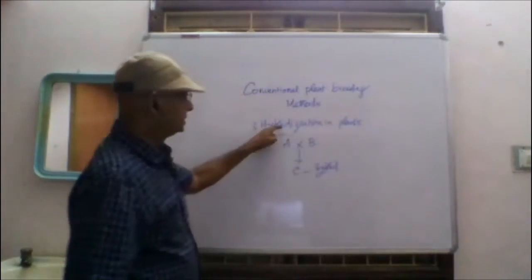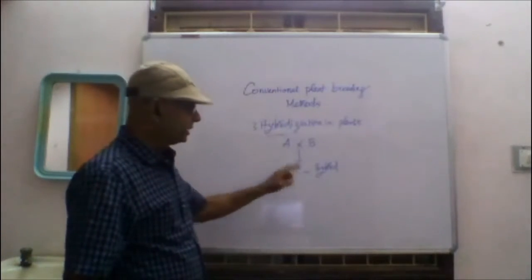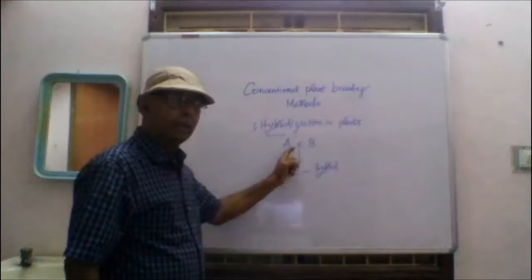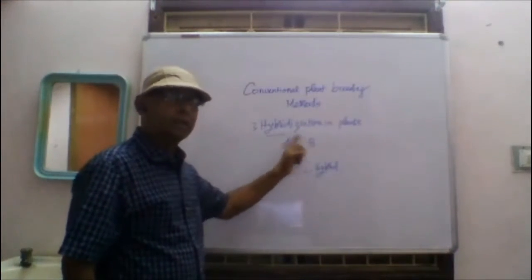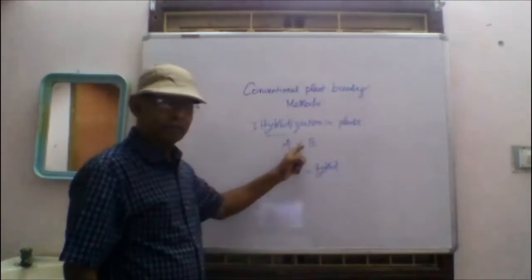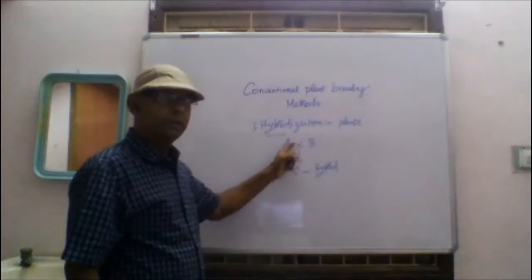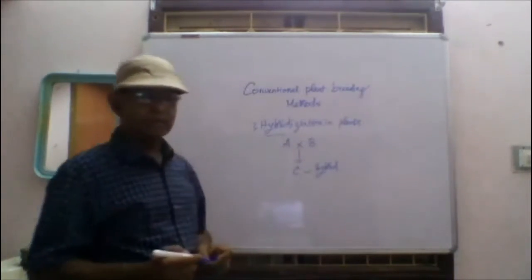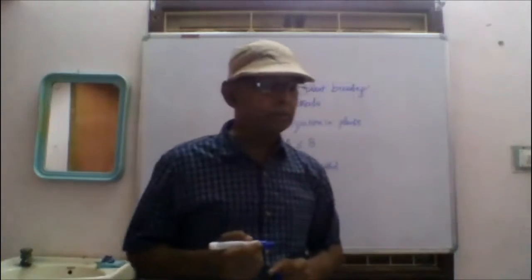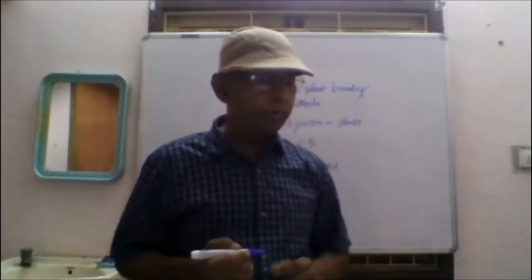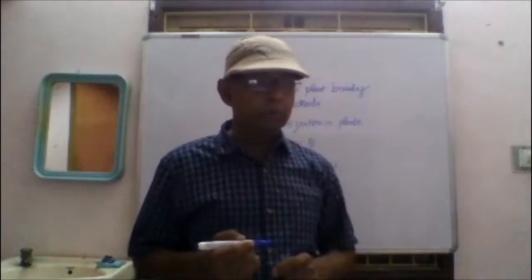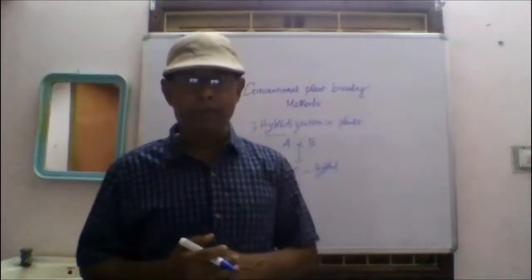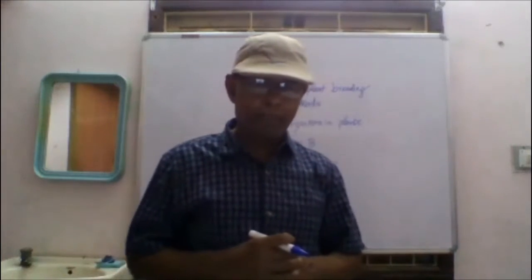So it is a process of producing a hybrid by crossing two plants together. These two plants are genetically unlike, genetically different. They have unlike genetic constitution. This is hybridization. Hybridization is a method to bring improvement in plants.